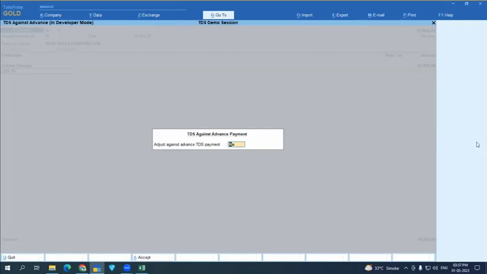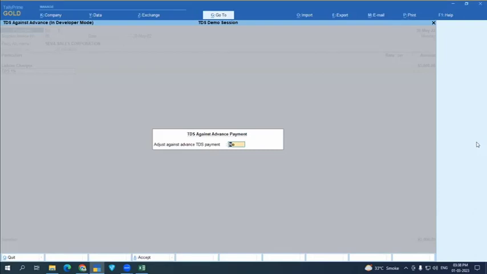Suppose the advance given to the party is the same party, but that advance is not for this contract. The 65,000 bill is for different work and a different work order. There are two different orders. Then why should I adjust that advance against this bill? In that case, I can put no. And if I say no, Tally will deduct TDS directly on only the 65,000 bill amount.